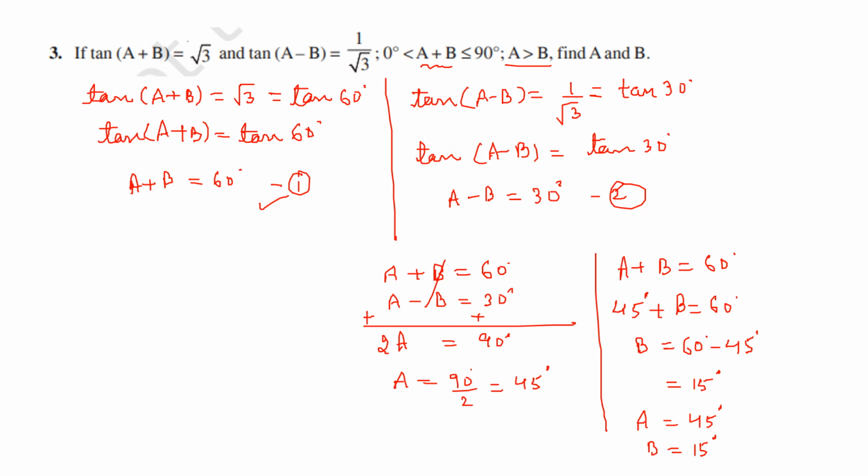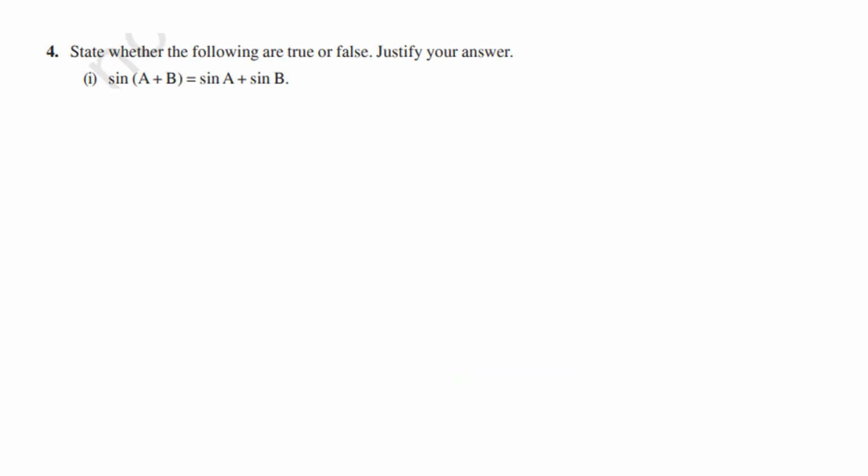Now moving to question number 4. State whether the following are true or false. Justify your answer. Sine of A plus B equal to sine A plus sine B. You have to justify here whether it is true or false. Okay, so let's take some values for A and B, and we will see whether the statement will be true or not.